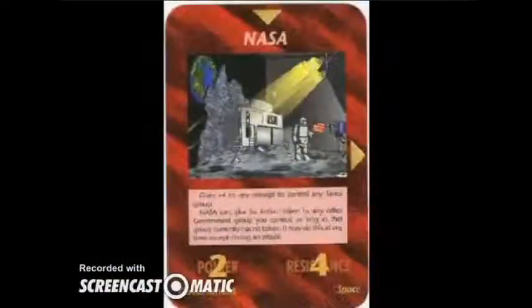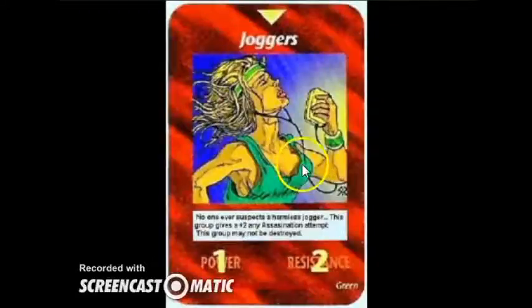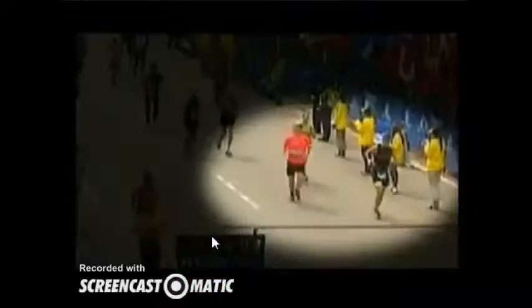Of course, we all know, we all should know, the moon landing was nothing but a hoax, and they show it here. It all makes sense when you think about it. And of course, the Illuminati card game gives us many, many hints when it comes to this card game. Specifically this one here with the Joggers card, where it states no one ever suspects a harmless jogger.